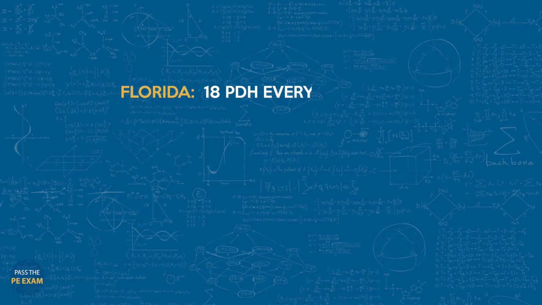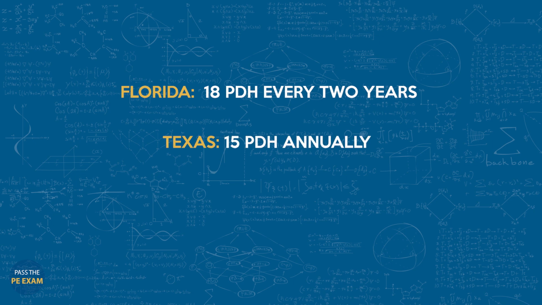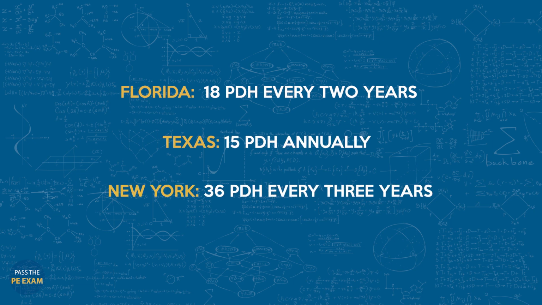So here are some examples of PDH requirements in different states. So number one, Florida, 18 PDHs every 2 years. Texas, 15 PDHs annually. And New York, you want to have 36 PDHs every 3 years. Now, here are a few important things that you want to remember.